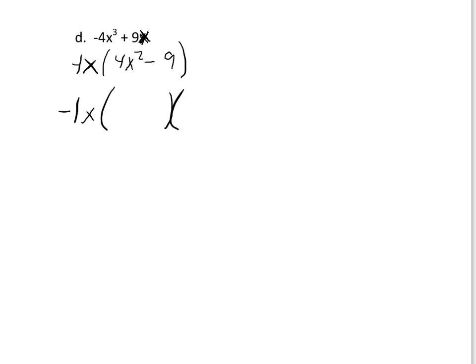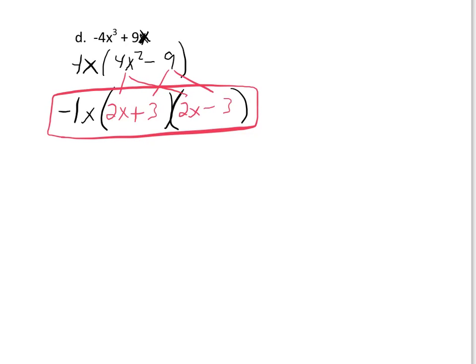Now that is a difference of two squares. The first term gets rooted, and I write that in the first position. The last term gets rooted, and I write that in the second position. And they must be conjugates, so I have different signs. And that is considered factored.